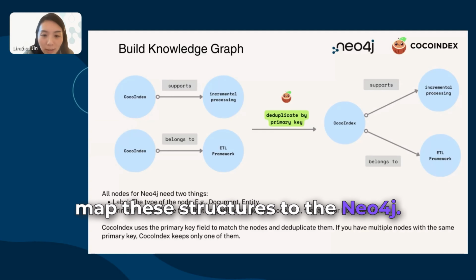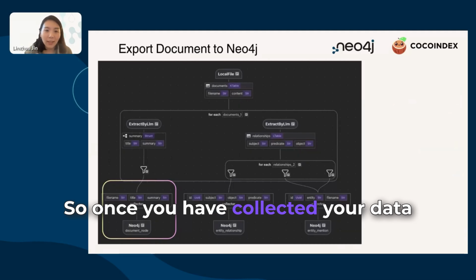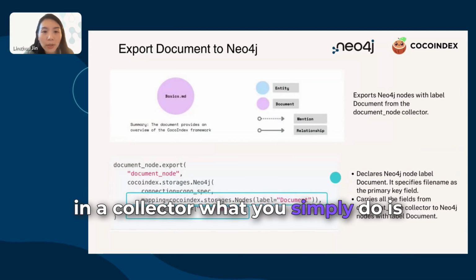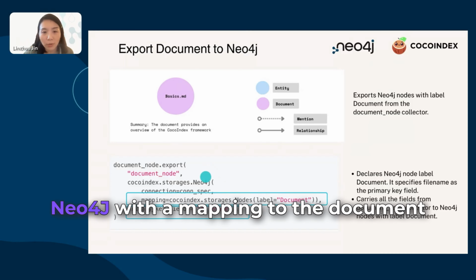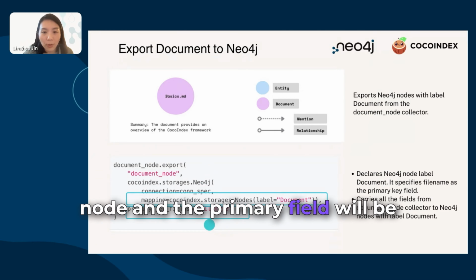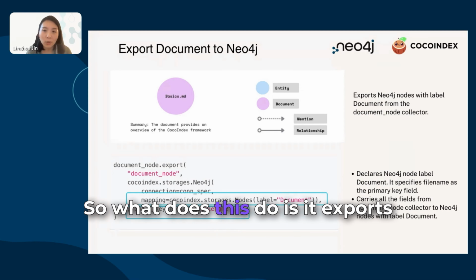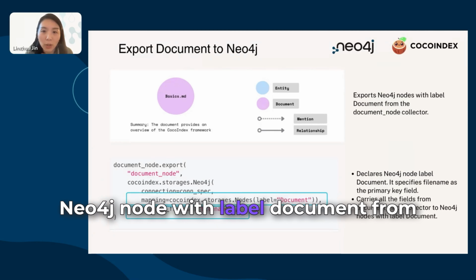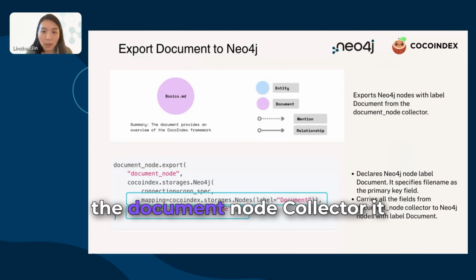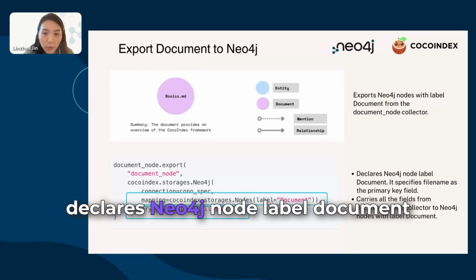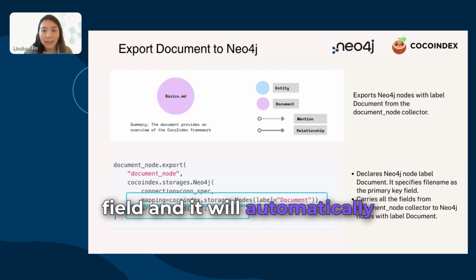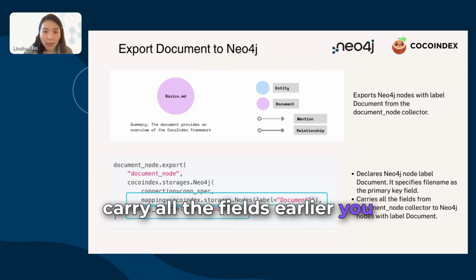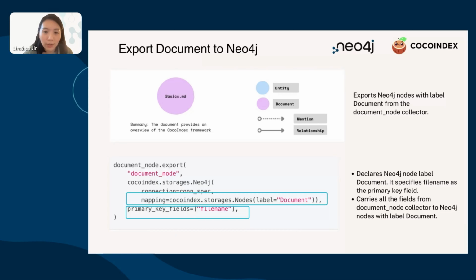structures to Neo4j. Once you have collected the data in a collector, you simply take this document node collector and export it to Neo4j with a mapping to the document node, where the primary field will be the file name. This exports a Neo4j node with label document from the document node collector, specifies file name as the primary key field, and automatically carries all the fields you collected earlier as attributes to the Neo4j node.